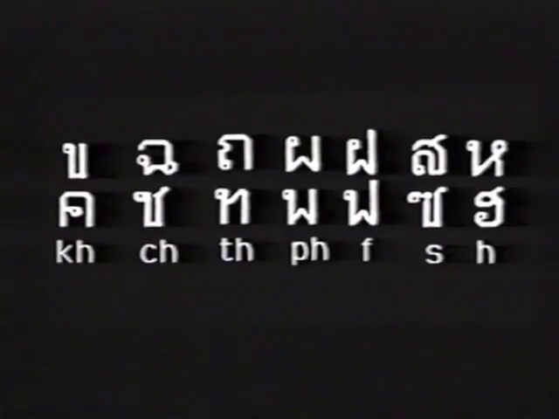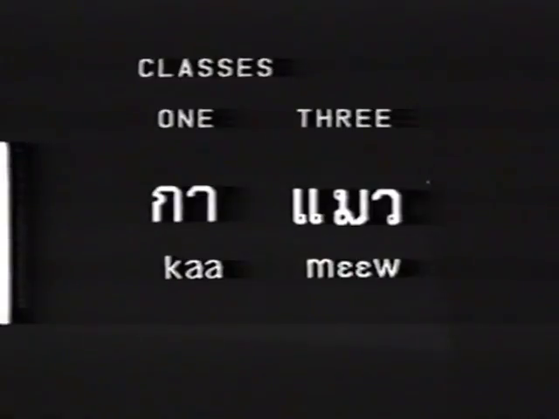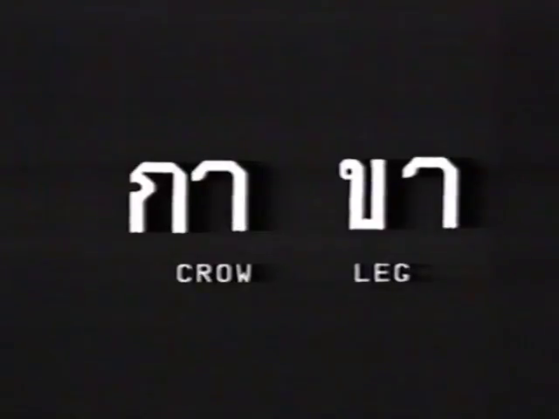Certain letters in Classes 2 and 3 have the same consonant sounds. We'll refer to a word as Class 1, Class 2, or Class 3, depending on its beginning letter. Now you're ready to use the tone chart. To see how it works, let's compare the Thai words for crow and leg.